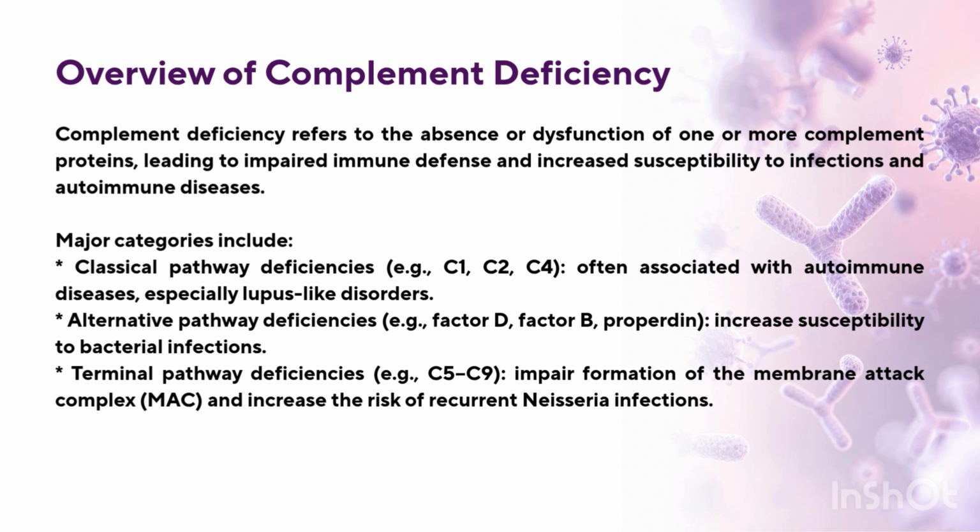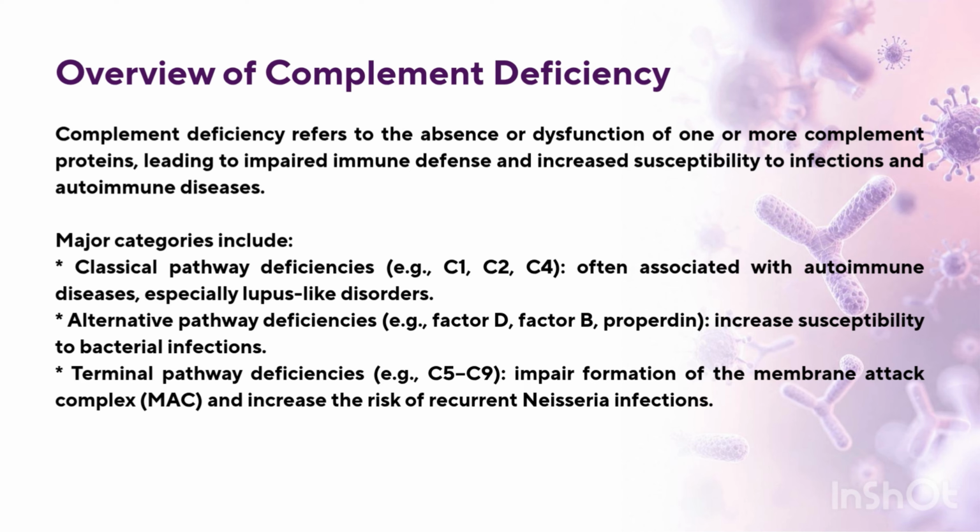An overview of complement deficiency. Complement deficiency occurs when one or more complement proteins are absent or not functioning properly. As a result, the immune system becomes less effective, leading to an increased risk of infections and autoimmune diseases. These deficiencies can affect different parts of the complement pathway.